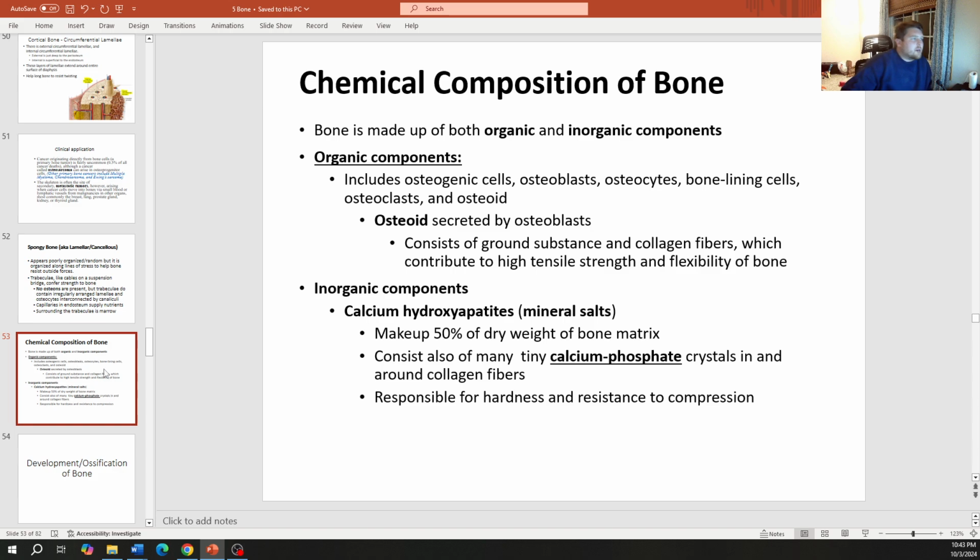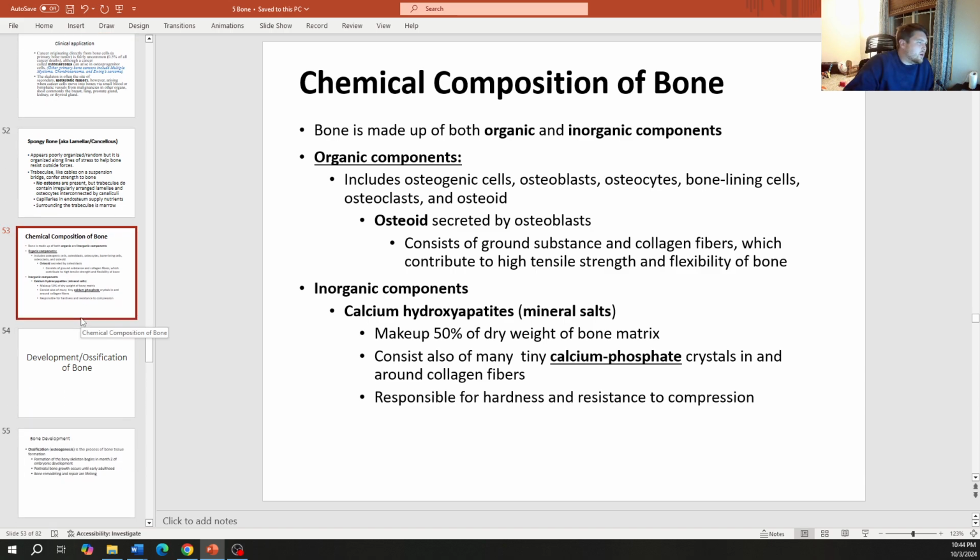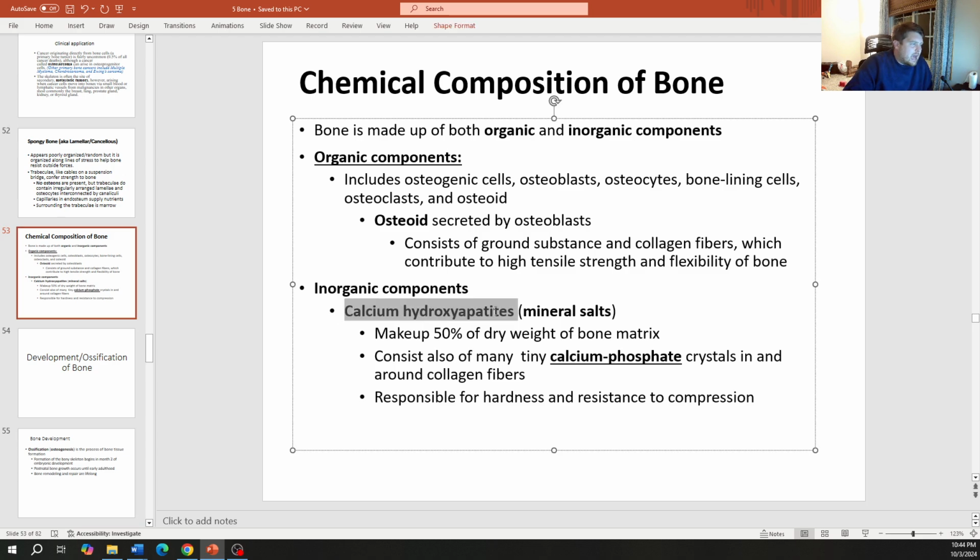Now, chemical composition of bone. There are organic and inorganic components. On the organic side, you have the different cells, you have the osteoid. The inorganic component, the one you really want to remember, is these calcium hydroxyapatites, these mineral salts made up of calcium and phosphate, these crystals. That's what actually goes into the bone, causing it to ossify and to be bone.